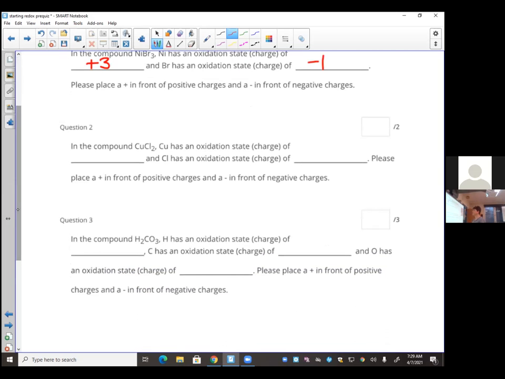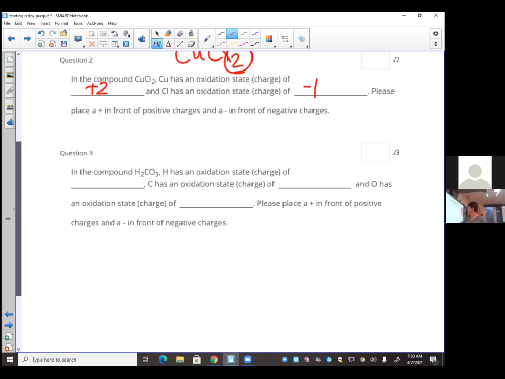All right, next one. In the compound CuCl2, I'm going to do the same thing, CuCl2. That 2 came from up here, so copper +2. Chlorine, this is just a 1, so chlorine -1. Now I go check on the periodic table and make sure it could be right. Cu can be a +2, Cl is a -1. Perfect. So I put +2 and I put -1.